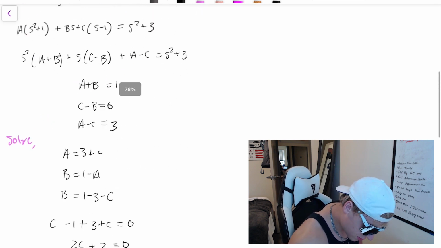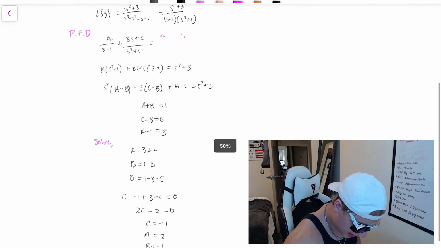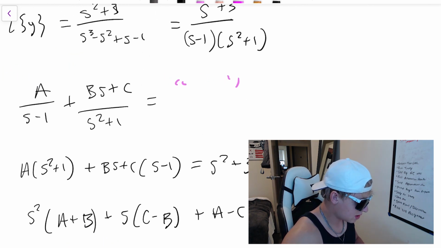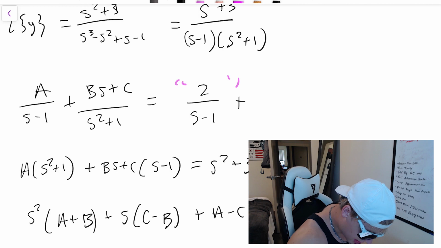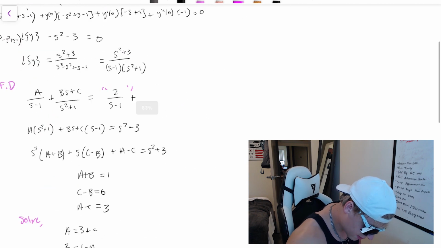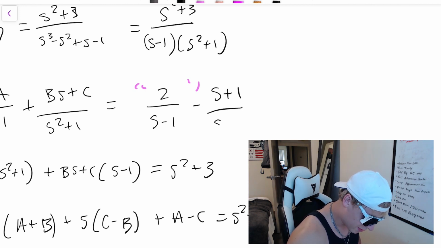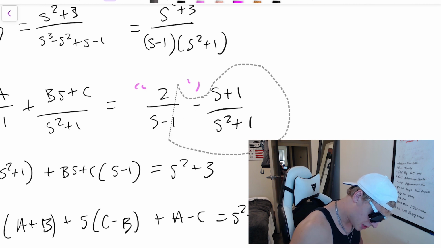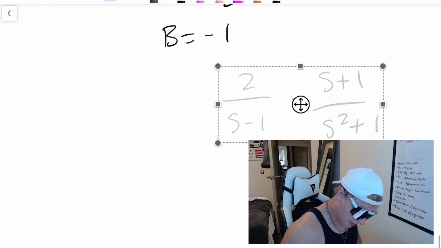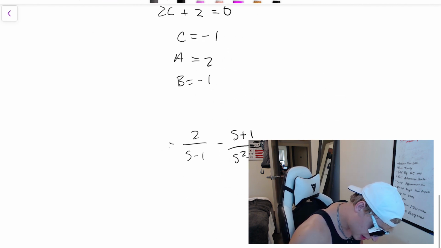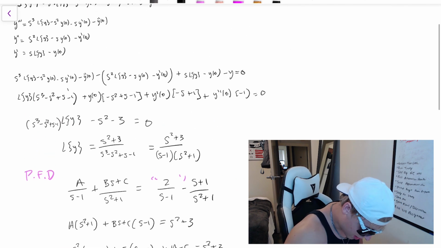Now we're going to go back to our original one here and rewrite this. What we said: A is 2, B is negative 1, C is negative 1. So we're going to get 2 over s minus 1 plus, and then B is negative 1, C is negative 1, so this is going to be minus s plus 1 over s squared plus 1. I'm going to take all this and bring it down here. Now we've essentially solved this, and this is equal to the Laplace transform of y, like we have all the way up here.